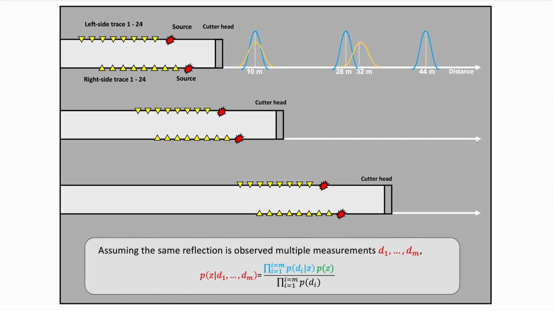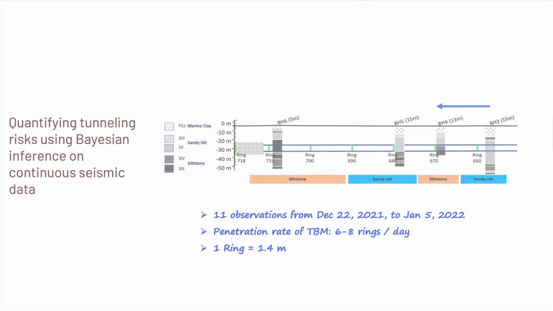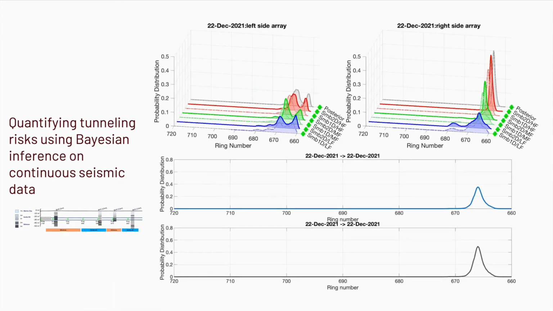the TBM advances. We apply the proposed Bayesian inference method to 11 continuous tunnel look-ahead experiments at a TBM tunneling site in Singapore. Each experiment consists of right-hand side and left-hand side observations. The site area contains multiple soil and rock interfaces. The TBM progresses from right-hand side to left-hand side at a penetration rate of 6 rings per day, with 1 ring equal to 1.4 meters. During the half-an-hour acquisitions, the TBM's position shift is ignored.